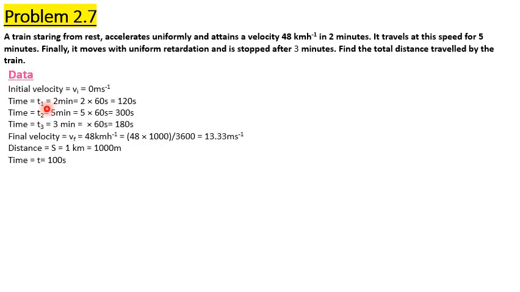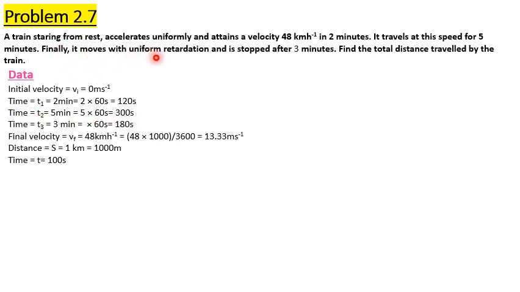In this statement, we have a train which started from rest, so its initial velocity is 0 meter per second. It accelerates uniformly and attains a velocity 48 km per hour in 2 minutes. So its final velocity is 48 km per hour and the first time duration is 2 minutes. So the time 1 is 2 minutes. We will convert it into seconds and we will get 120 seconds. After these 2 minutes, the train has traveled with the same velocity for 5 minutes. So the time 2 is 300 seconds.